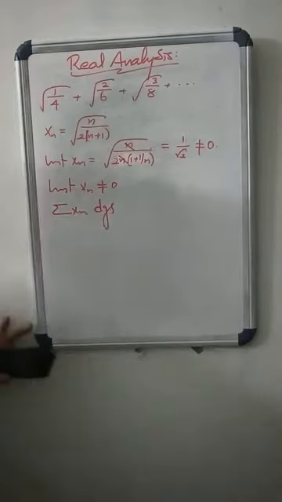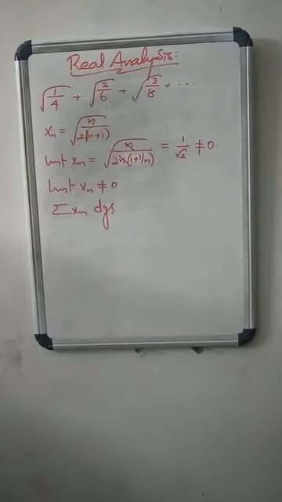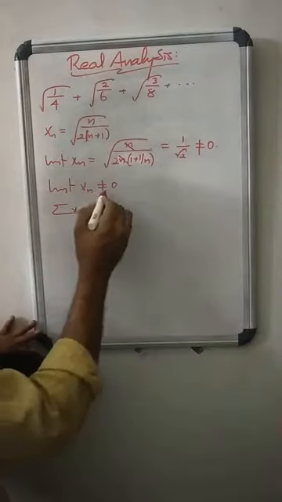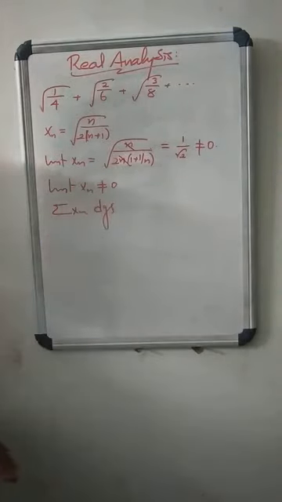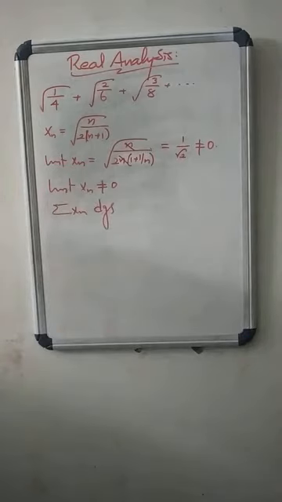What is the nth term test? If sigma xn converges, then limit xn equals 0. So its contrapositive argument is, if limit xn differs from 0, then sigma xn diverges. Clear?